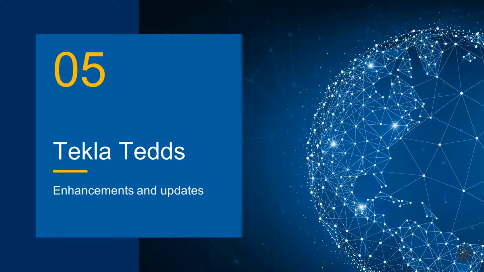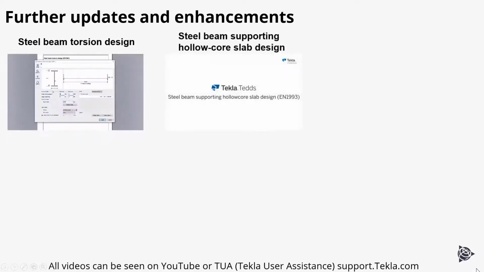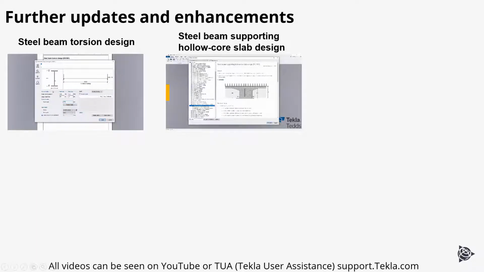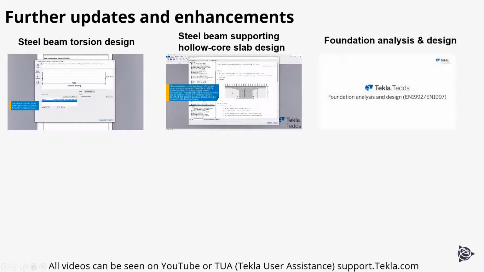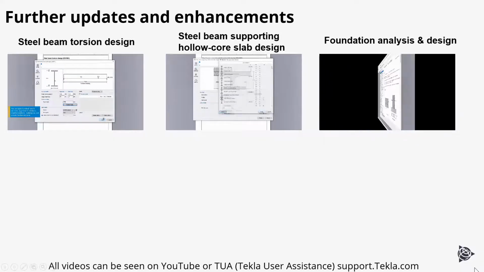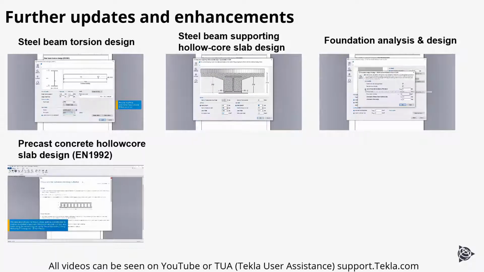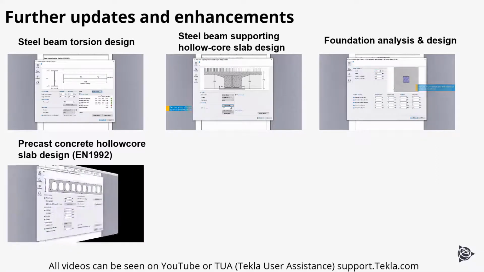So a few enhancements and updates. Steel beam torsion design. Design of a simple steel beam subjected to torsional forces to Eurocodes. Steel beam supporting hollow core slab design. The design checks a single span simply supported beam in a slim 4 beam construction. Foundation analysis and design. Design of pad or strip foundations in reinforced or unreinforced concrete. Precast concrete hollow core slab design. Design of a simply supported single span hollow core slab under uniform area load.